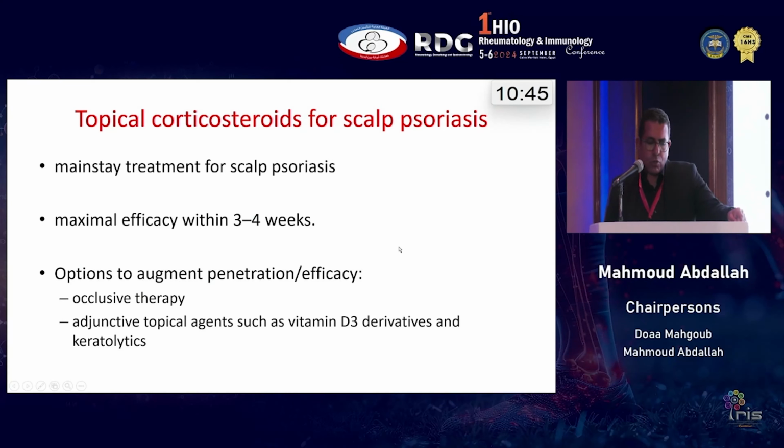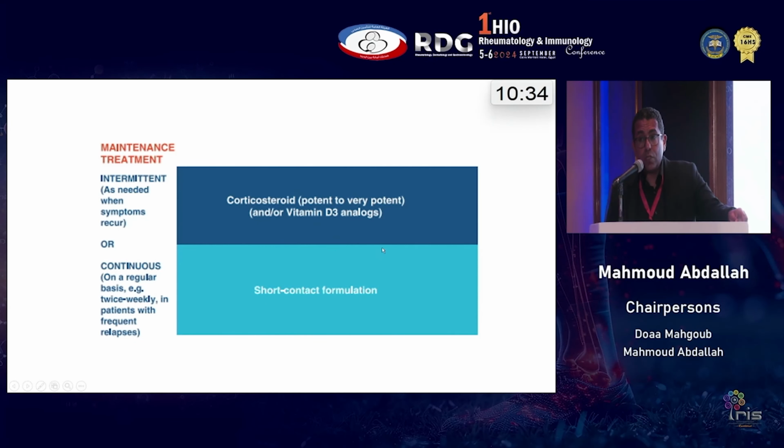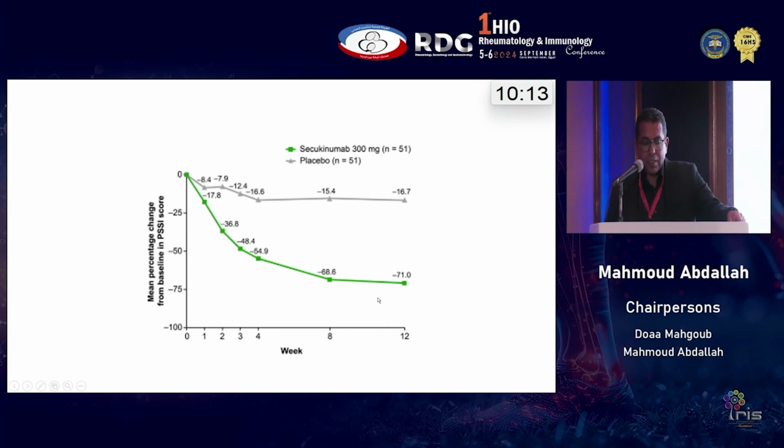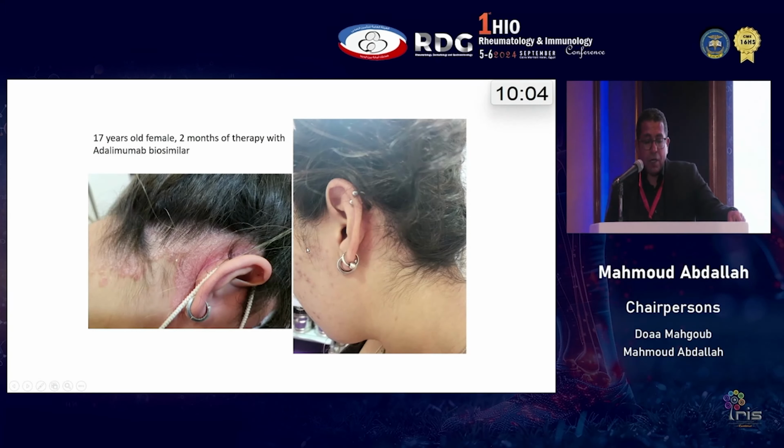Usually we start with topical corticosteroids, and we expect the results within 3 to 4 weeks. We can also do occlusive therapy and add vitamin D and keratolytics to topical corticosteroids. If the patient is improved, we can either do intermittent as needed therapy or do maintenance therapy, like use the treatment twice a week to maintain. Secukinumab has a dedicated study in treatment of scalp psoriasis, and it shows good success after 12 weeks with 71% reduction in the PSSI. However, other drugs work as well.